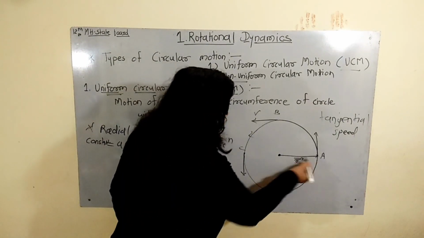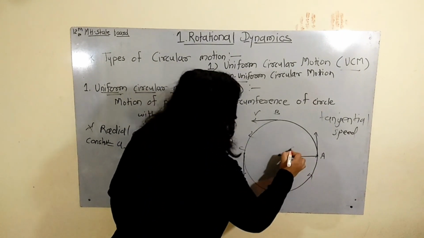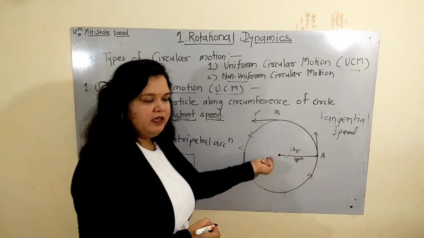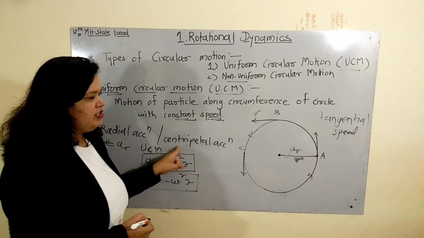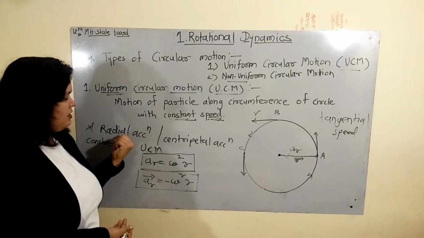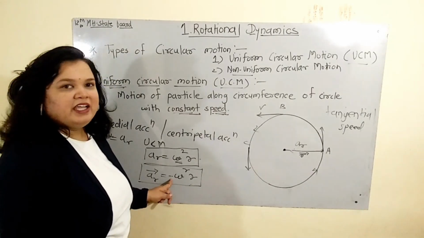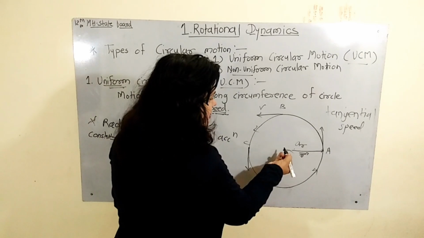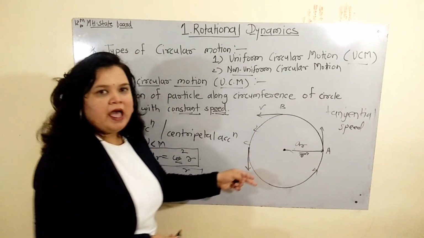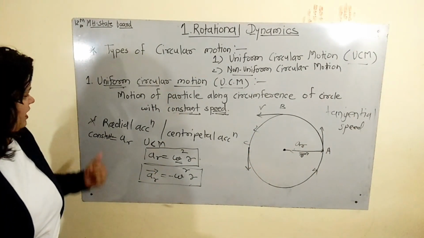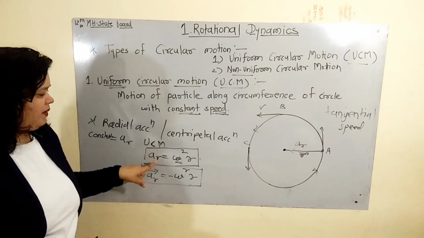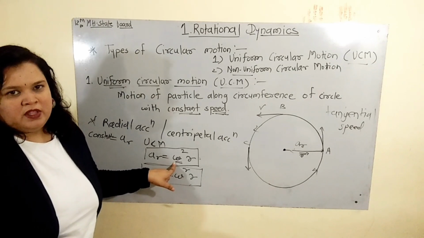But it is centripetal. Centripetal means it is directed towards the center. Here the acceleration a_R is towards the center, therefore it is called centripetal acceleration, but it is along the radius, therefore it is also called radial acceleration. Here the negative sign indicates that the radius vector is away from the center and the acceleration is towards the center, so both are in opposite directions.